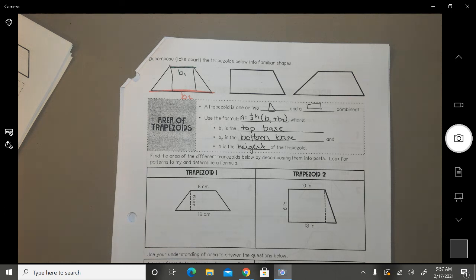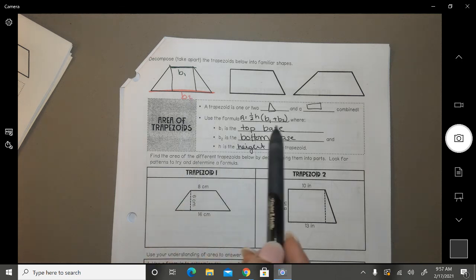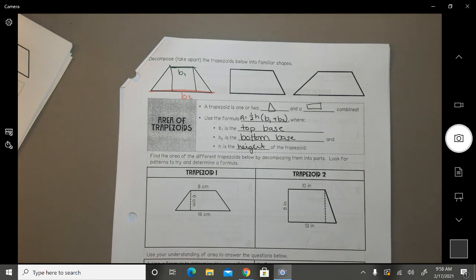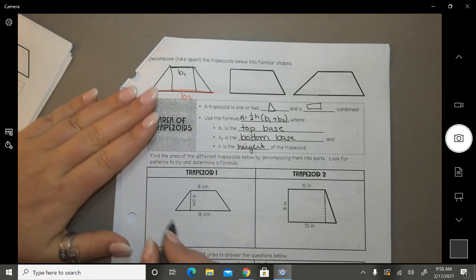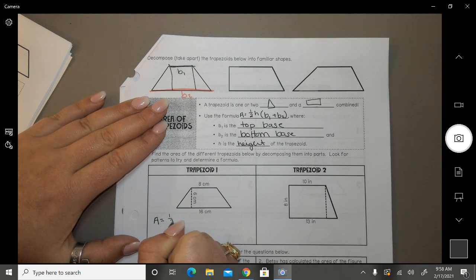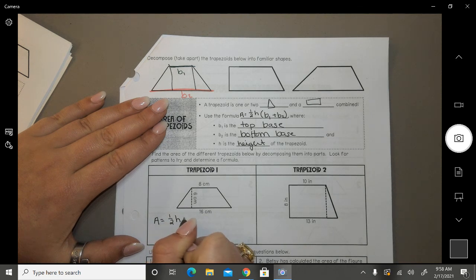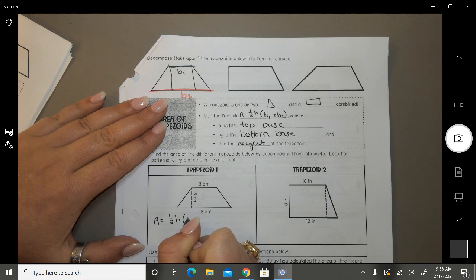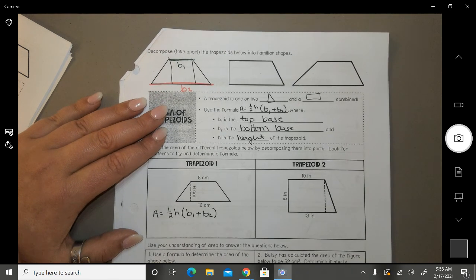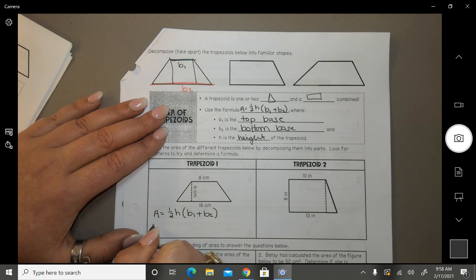Alright, so if I have trapezoid 1 and I'm trying to find the area, I'm going to use this formula. I'm going to write the formula, plug it in, and solve. So my formula equals, say it with me, 1/2 H times (B1 plus B2). That's the only way you're going to memorize it, if you say it with me. Okay? So I'm going to plug it in.